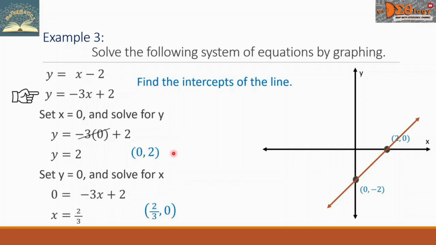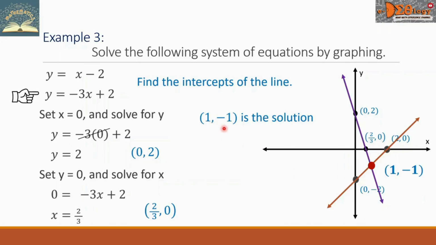Let us now plot the 2 points. This 0, 2 is here, and the 2/3, 0 is here. Connecting the 2 points by a line, we have now this second line for the second equation. Take note that the point of intersection is here, that corresponds to the point 1, negative 1. So we say that this 1, negative 1 is the solution.